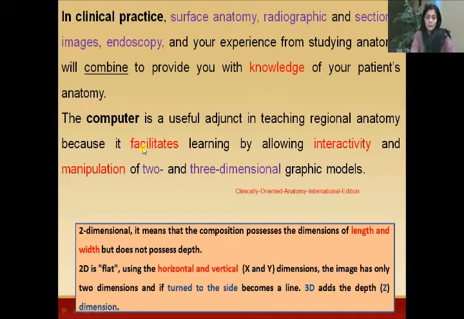In clinical practice, surface anatomy, radiographic studies, sectional imaging techniques and endoscopic techniques are combined together to get knowledge of the structures, to assess disease, and to assess normal structures. In all of these techniques, the computer has its own significance because it facilitates getting the image of the internal structure. By the computer you can get the two-dimensional structure and the three-dimensional structure.